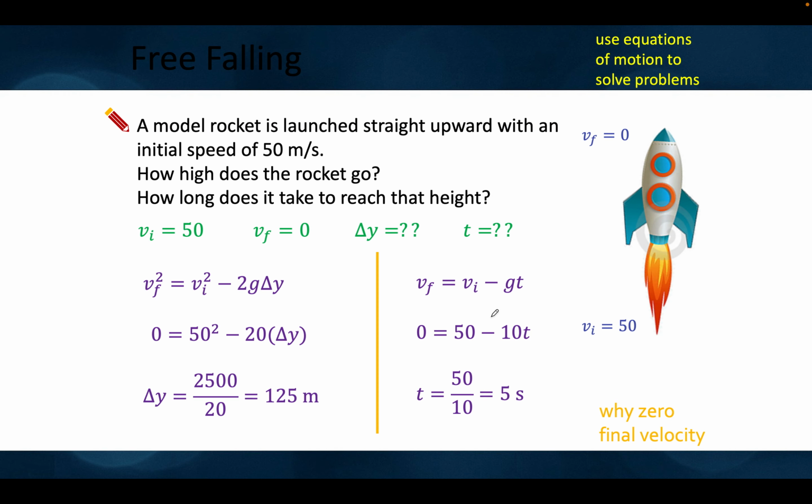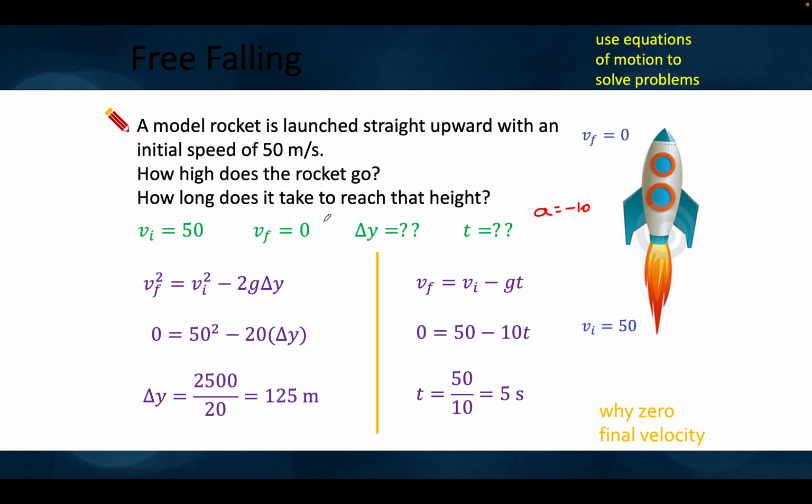Same idea in this question. You can see that the model rocket is launched upwards. Initial speed is 50. How high does he go and how long does it take? Again, we know the gravity is minus 9.8. But in this question we used 10, so I'll keep it back to 10 again. Sorry for jumping around. In this case, it is minus 10, because I can see that they've written that there.